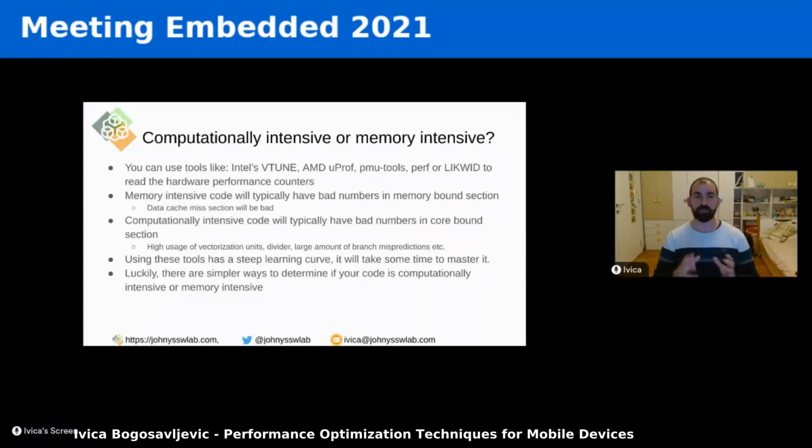Now, if you use these tools, you will see that memory-intensive codes will typically have bad numbers in the memory-bound section. So there is this data cache miss section, and you will see bad numbers there. Computational-intensive codes will typically have bad numbers in the core-bound section. That means that there will be high use of vectorization units, high use of dividers, a large amount of branch misprediction, and so on.